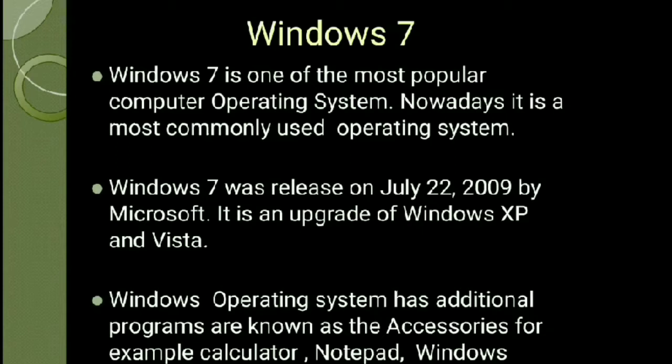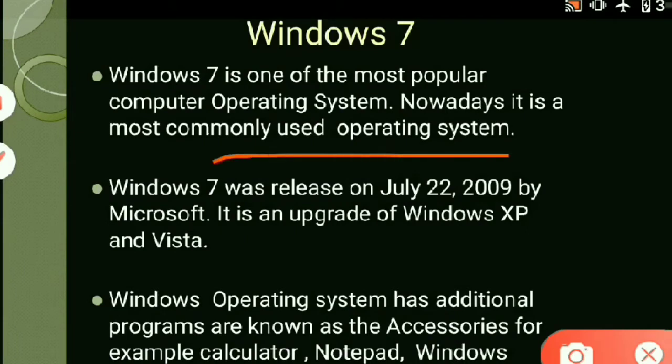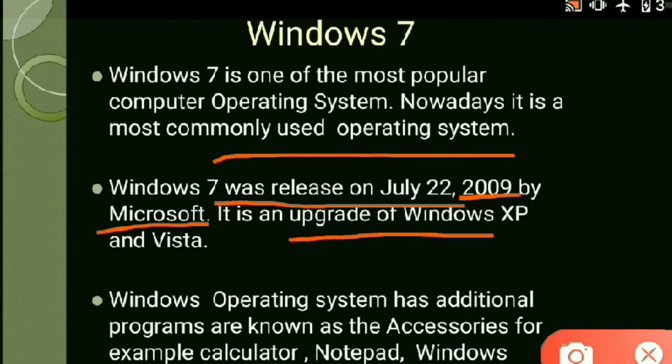I know you have all learned many types of Windows, but Windows 7 is the most popular computer operating system, and nowadays it is the most commonly used operating system. It was released on 22nd July 2009 by Microsoft, and it is the upgrade version of Windows XP and Windows Vista. As we know, Windows 7 has many features and programs, and those programs come under the accessories.